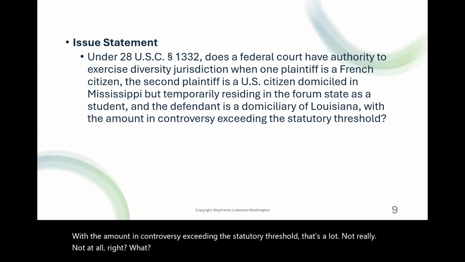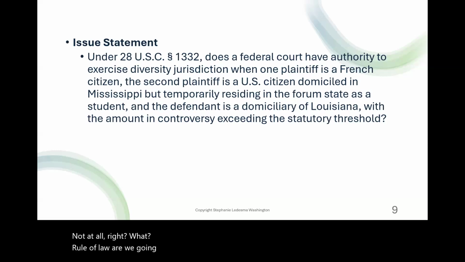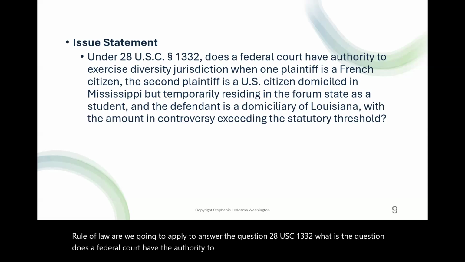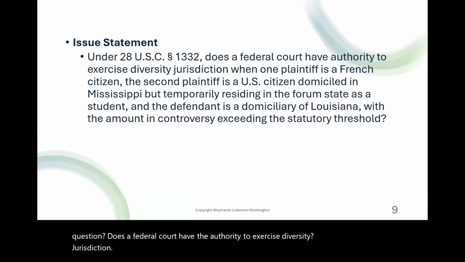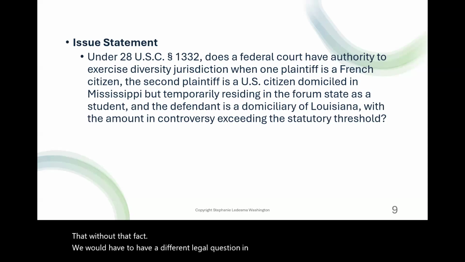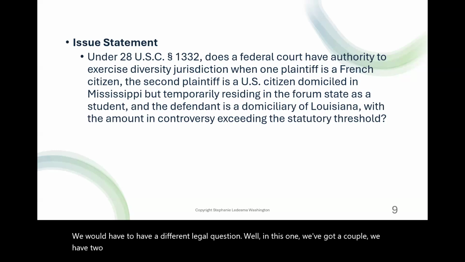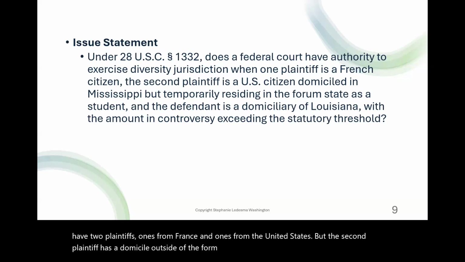What rule of law are we going to apply to answer the question? 28 U.S.C. 1332. What is the question? Does a federal court have the authority to exercise diversity jurisdiction when? What are the facts or fact that is so vital that without that fact, we would have to have a different legal question? Well, in this one, we've got a couple. We have two plaintiffs. One's from France and one's from the United States. But the second plaintiff has a domicile outside of the forum state, but resides in the forum state.